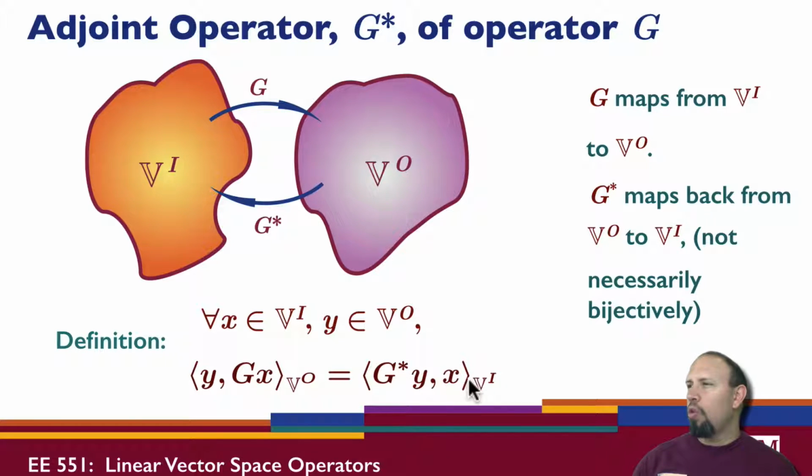I also have this quantity on the input space. X is in the input space. When I take something from here and map it through G adjoint, I get something in the input space. I'm taking an inner product then on the input space. And so the adjoint is defined so that these two inner products are equal to each other. This kind of a definition is called an implicit definition. It doesn't tell us exactly what G adjoint is, and in fact there may be an infinite number of G adjoints that do this. But this is the definition for the adjoint.